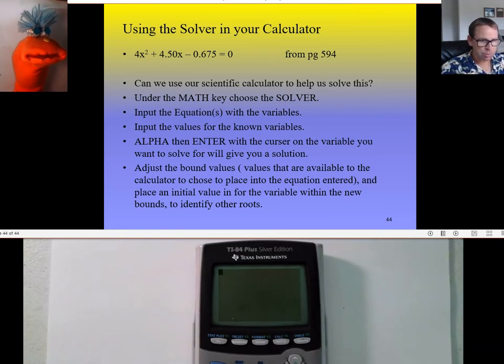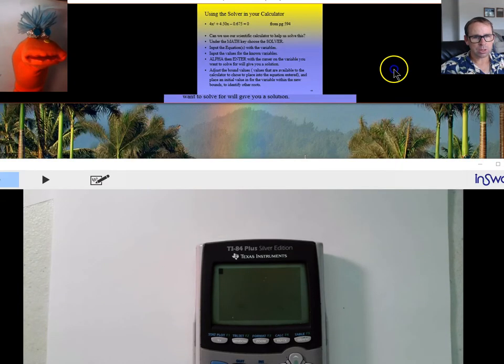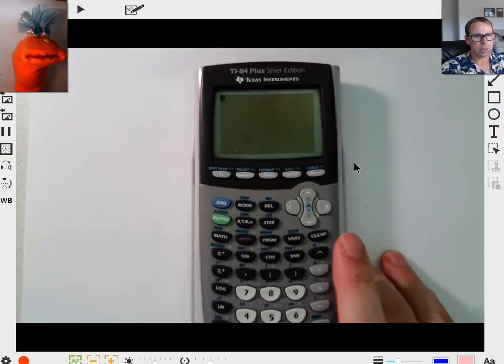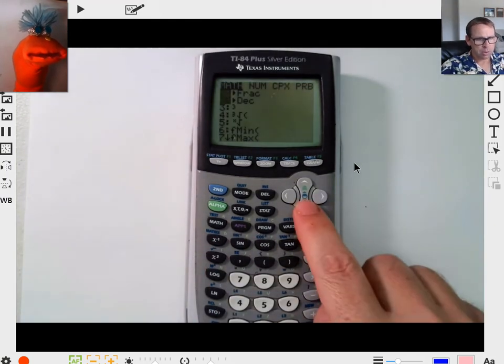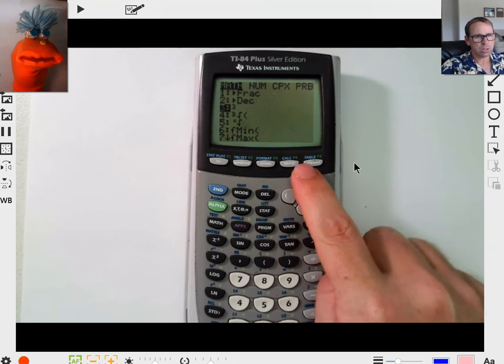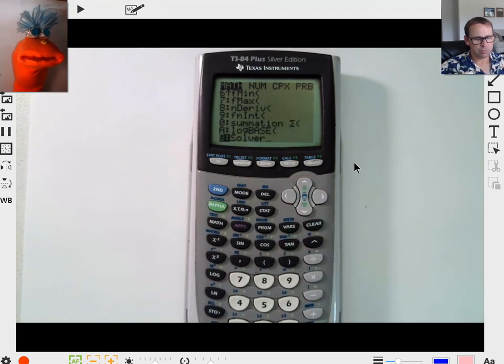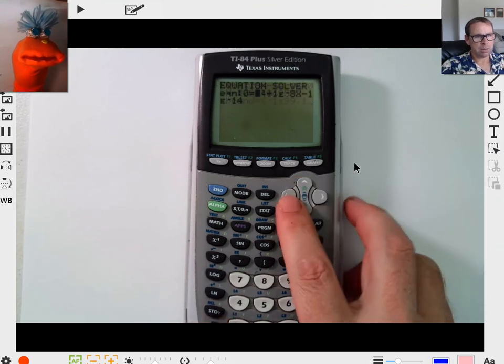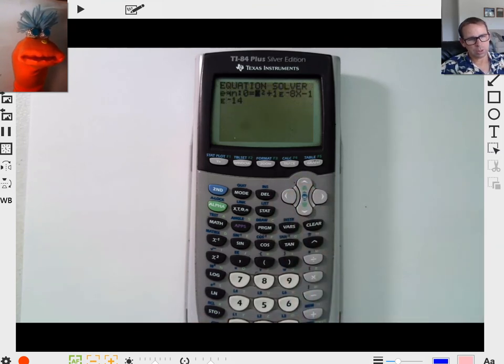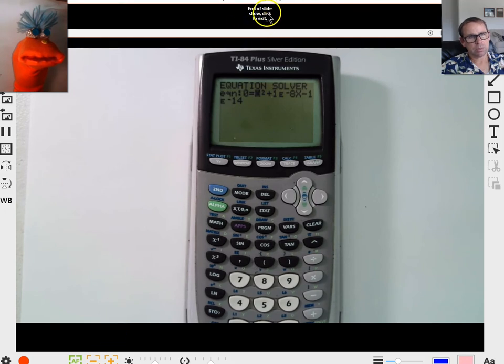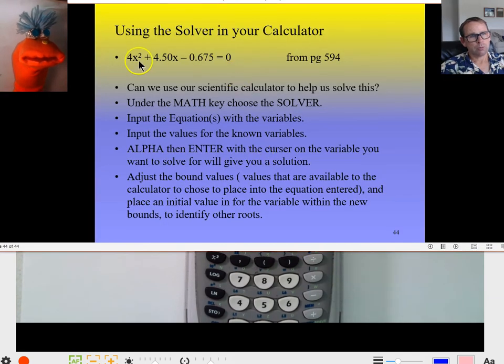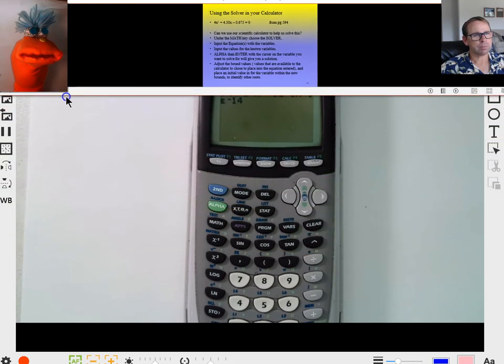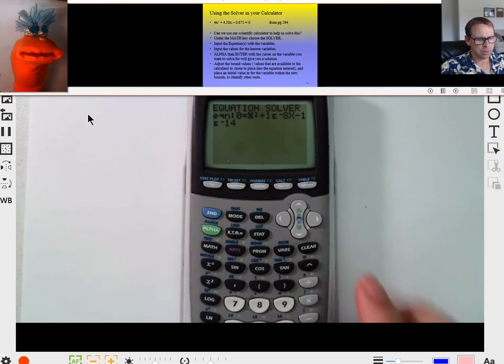But we go to math. We go to the very bottom of the list here, or you can just go to the top and go backwards. Solver, enter, and then we type in the equation here. So let me bring this up. What is our equation? 4x squared plus 4.5x minus 0.675. So I type that in up here.